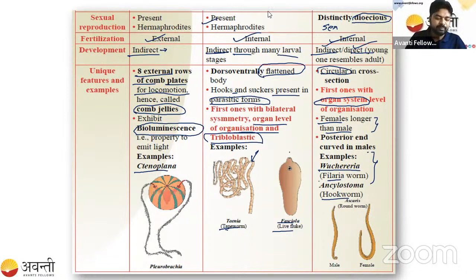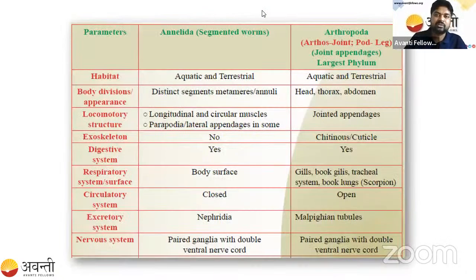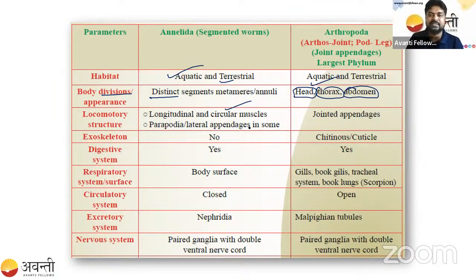Okay. Next, we move toward the next part, that is the annelids and arthropods. So here you can see the habitat. In case of annelids, habitat is aquatic or terrestrial. Again, for the arthropods, same thing, aquatic and terrestrial. Body divisions and appearance: in the annelid, you can see distinct segments, metameres. Okay. In case of arthropods, there are different parts, for example, head, thorax, and abdomen. Okay. Next one, locomotory structures are circular muscles, parapodia, and appendages. Appendages means foot-like structures. Okay.